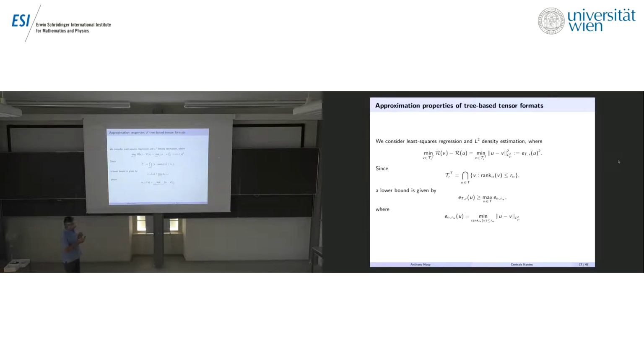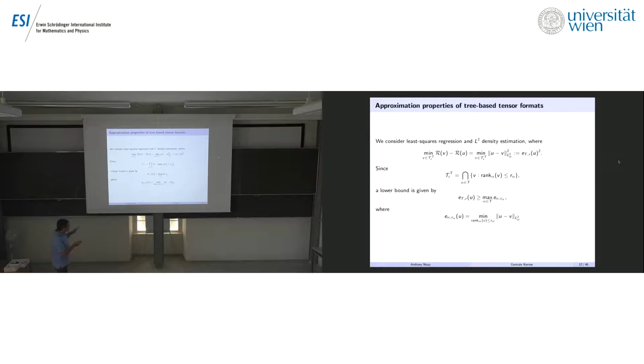Since the tensor format is in fact an intersection of spaces, each space here is a space of functions where you just impose one of the alpha ranks. Okay? When you take the intersection of these function spaces, you obtain your tensor formats. Then it is really straightforward that the best approximation error has a lower bound, which is the maximum of all best approximation errors by elements with just one of the alpha ranks bounded. Okay?